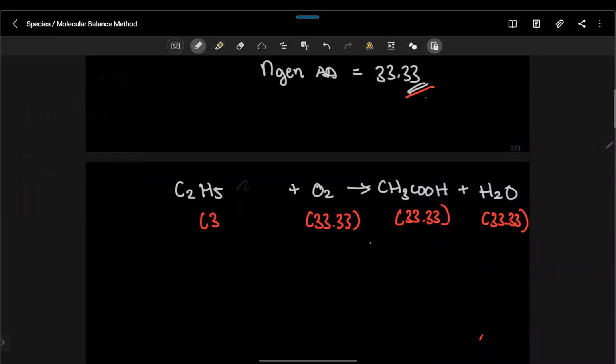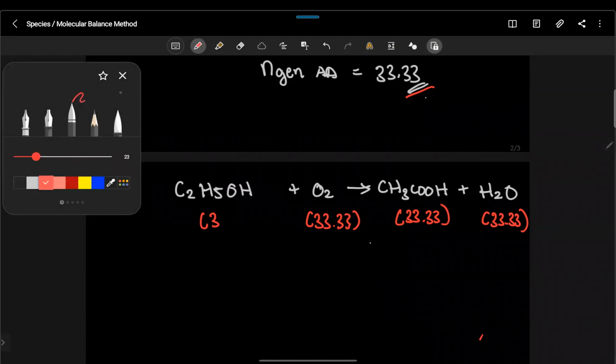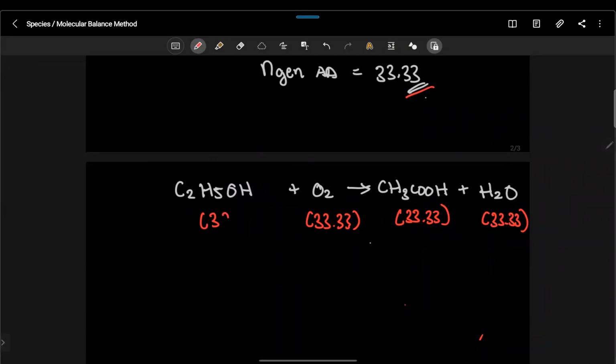That should be OH, 33.33. Okay? 1:1 lang kasi yung relationship nila. If merong stoichiometric coefficients, mababago yung answer natin, syempre, or mababago yung values. Now, ituloy natin yung species balance natin.